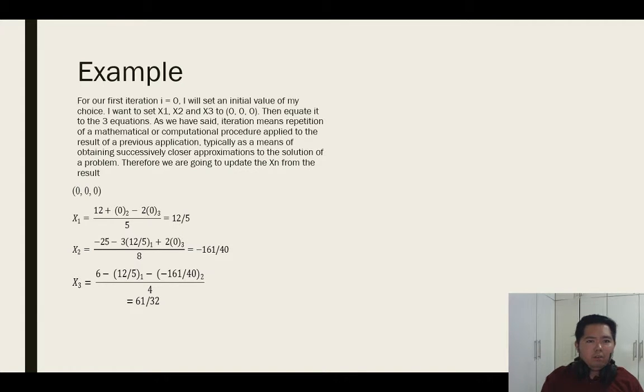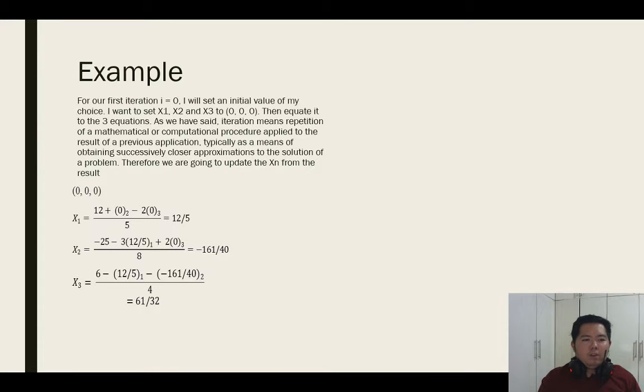Here's an example for you to understand more. We have an initial guess of 0, 0, 0, and we're going to plug x1, x2, and x3 into the equation for x1. So we have 12 plus 0 minus 2 times 0, all over 5, which gives us 12 over 5. Since we are doing an iteration, we're going to replace the previous x1 with the latest x1. So our latest x1 is 12 over 5, replacing 0.